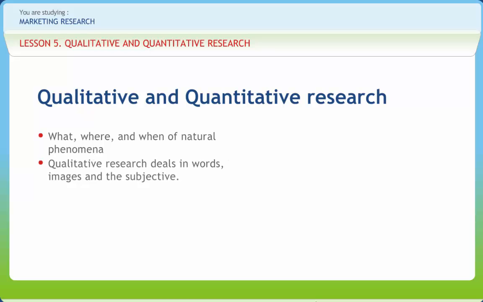Qualitative research deals in words, images, and the subjective. It develops and employs mathematical models, theories, and hypotheses pertaining to natural phenomena, involves large samples of subjects, deals with cause or effect, also associated with positivism. That objective truth can be known with certainty, that it can be gained through rational methods.